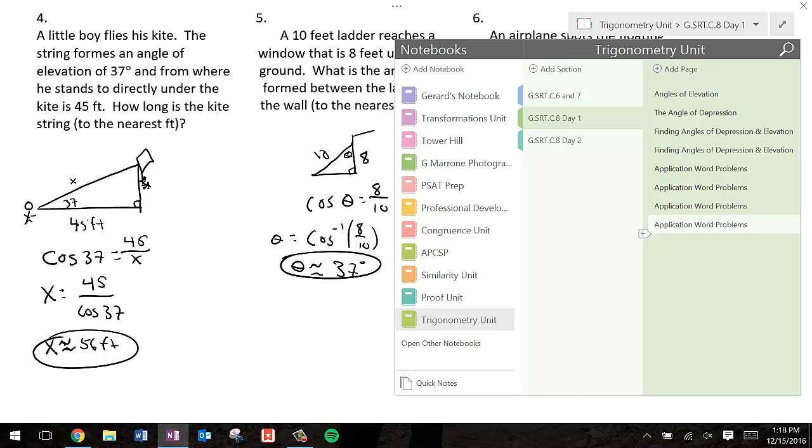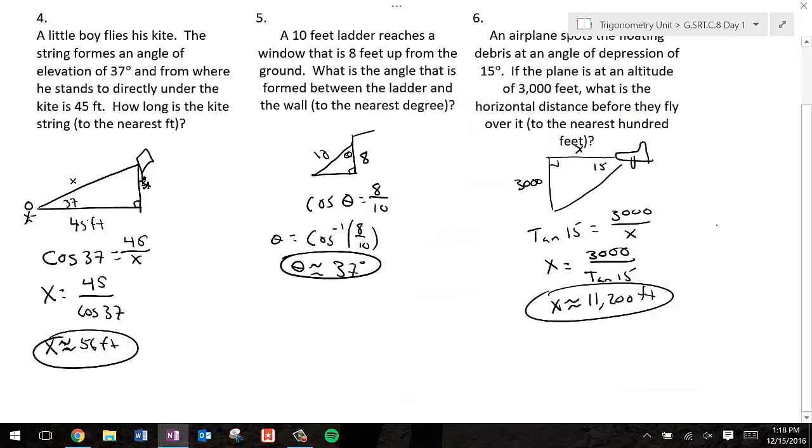Okay. Here are numbers 4, 5, and 6 for you. Once again, I've drawn a little bit of a picture for each one, as well as the answers, and I ended up getting 56 feet for the first one, 37 degrees for theta on the second one, and 11,200 feet approximately for the third one. I'd recommend pausing the video at this point if you'd like to see these examples further and look at them in a little bit more in depth.